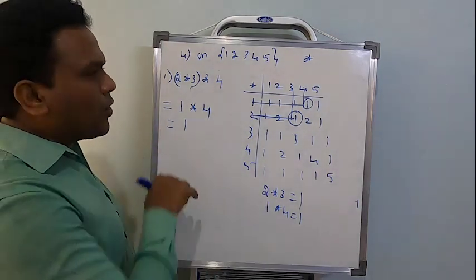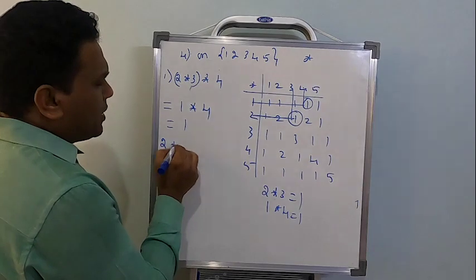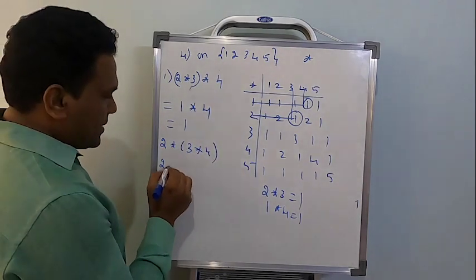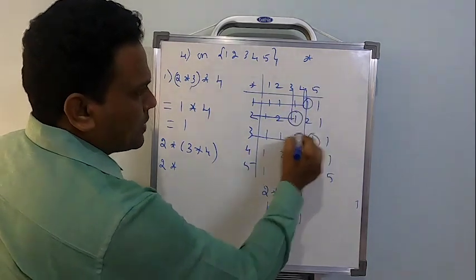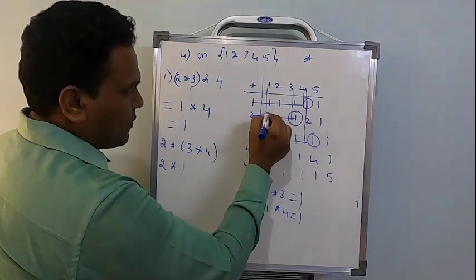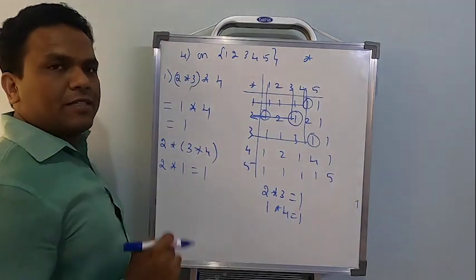So using the table you have to compute some values. The next one, under this, is 2 star 3 star 4 with different grouping. Keep 2 as it is. Let's go to the table: 3 star 4 is 1. So 1, and again 2 star 1 is going to be 1. Okay, so we got the values of these two.